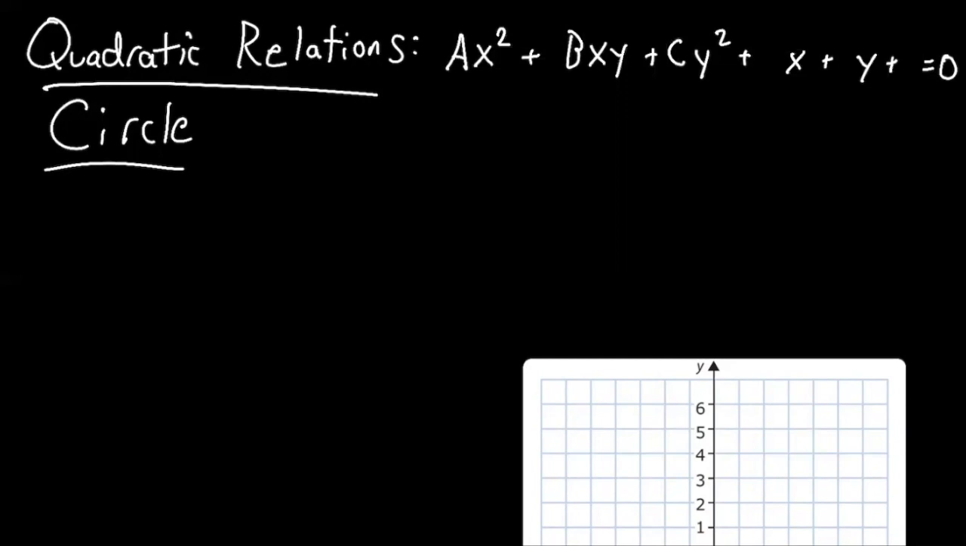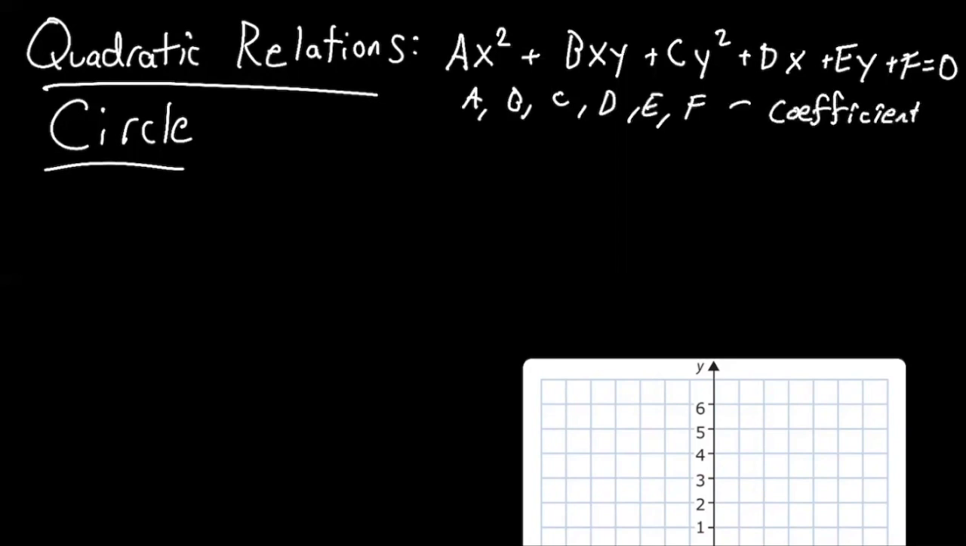And for the coefficients, they could be any number. We're just going to use capital letters A, B, C, D, E, and F. So A, B, C, D, E, and F are just coefficients. And some of the shapes might be missing some of these terms. In other words, the coefficient might be 0. So it's okay, for example, if we have just the x squared and the y squared. That's still a quadratic relation.